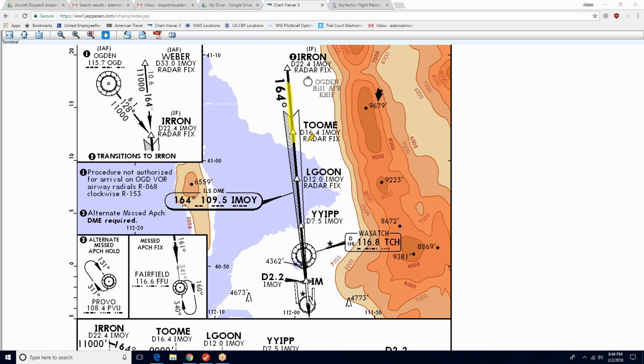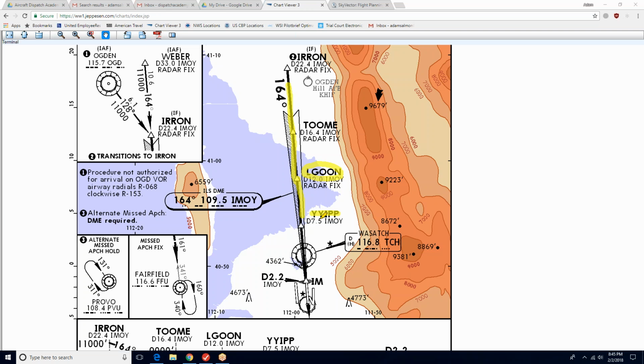You cross over the Toomey intersection, you cross over the Lagoon intersection. Anybody that's familiar with the Salt Lake area would probably know why this is called the Lagoon intersection, because it passes right where the Lagoon amusement park is. Anyway, you'll start seeing intersection names, and you'll see why, they name them after landmarks.